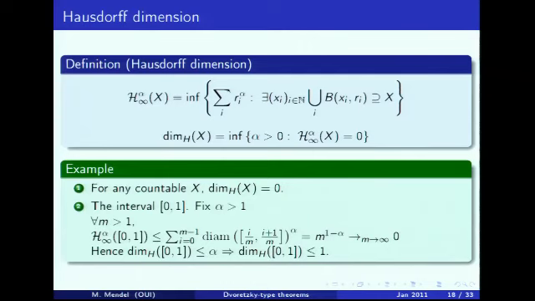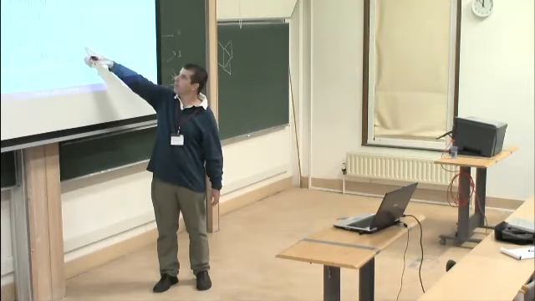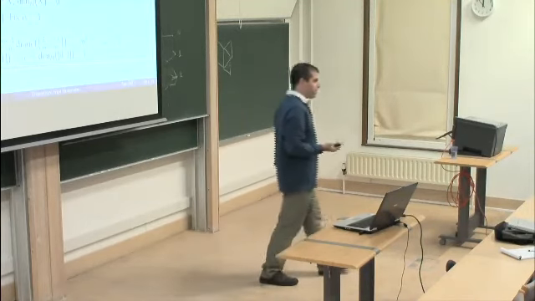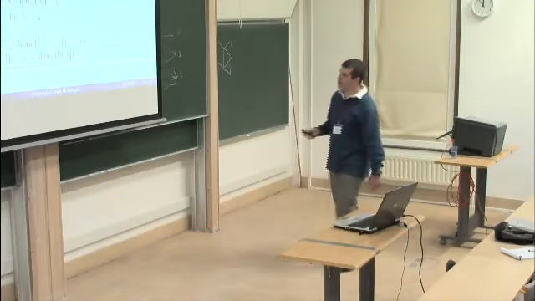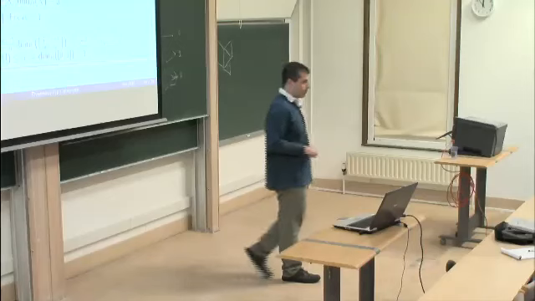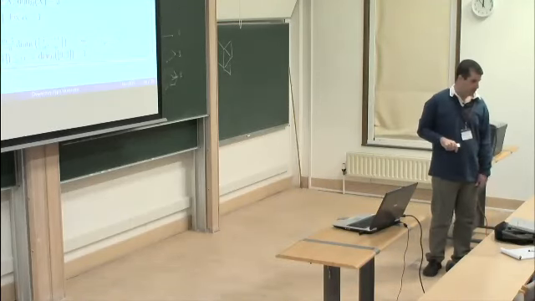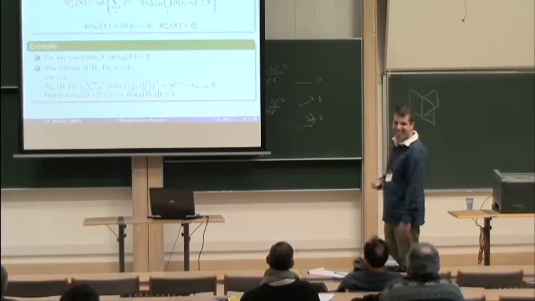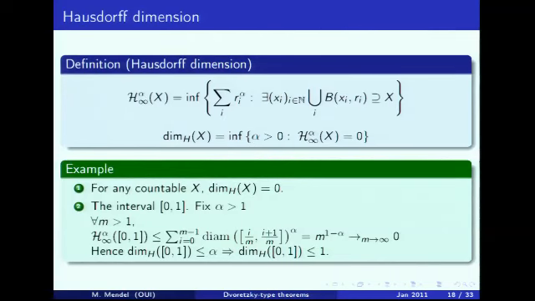Just partition the interval into m subintervals of length 1 over m. If you take them to the power of alpha, you get m to the power of minus alpha, and you have m such intervals. So for this specific cover, you get this expression to be m to the power of 1 minus alpha. If alpha is larger than 1, this quantity tends to 0. Upstairs you work with the radius and here with the diameter, but it's not a big deal.